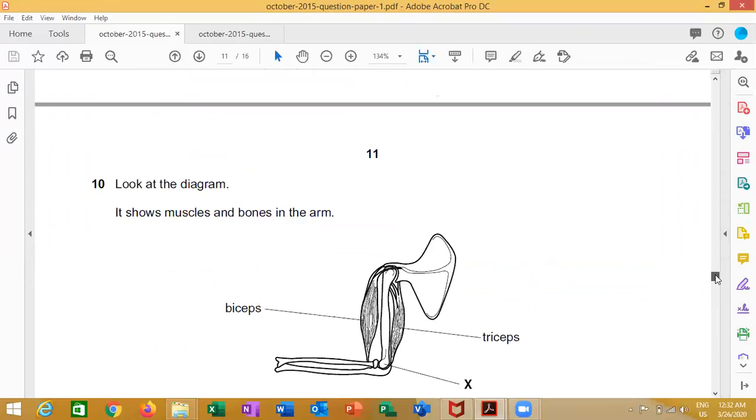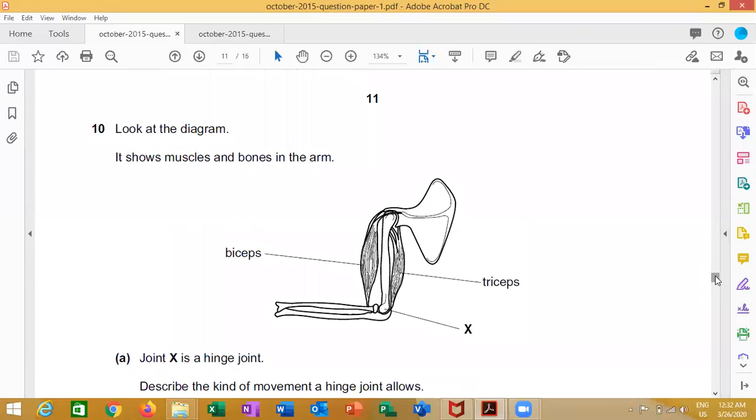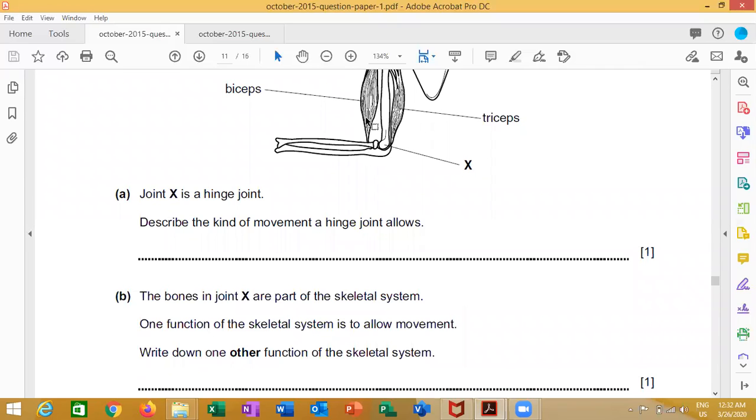Question 10. Here, this diagram shows the muscles and bones. Let's revise quickly. These 2 muscles are called antagonistic muscles. What is meant by antagonistic muscles? 2 muscles working in pair but in opposite directions. When one contracts, the other will relax. Guys, here you have to know that the movement will happen with the help of 2 systems, the muscular system and skeletal system. Here, he's pointing to this joint. And he wrote here, this is the hinge joint.